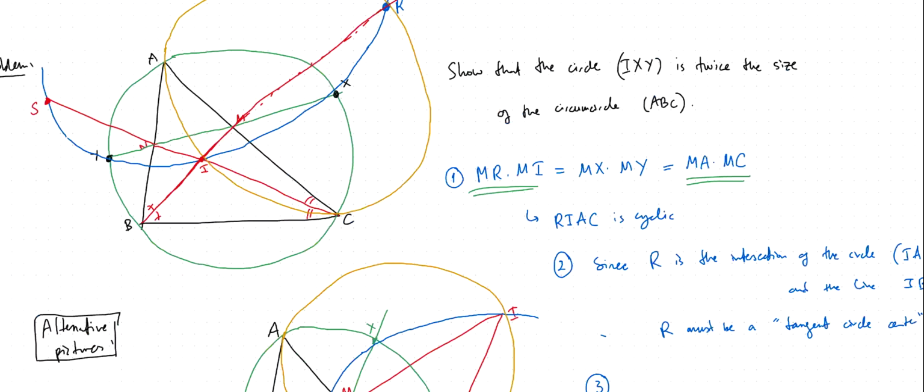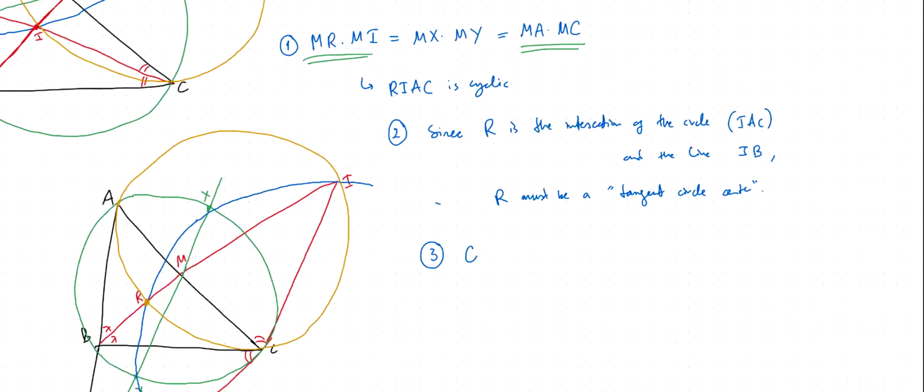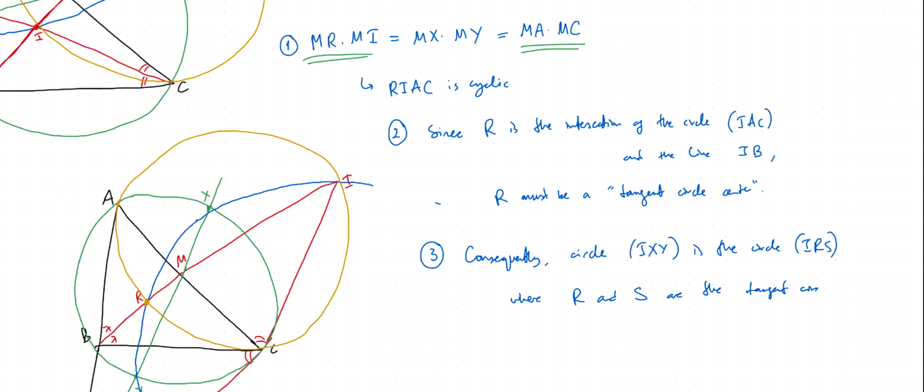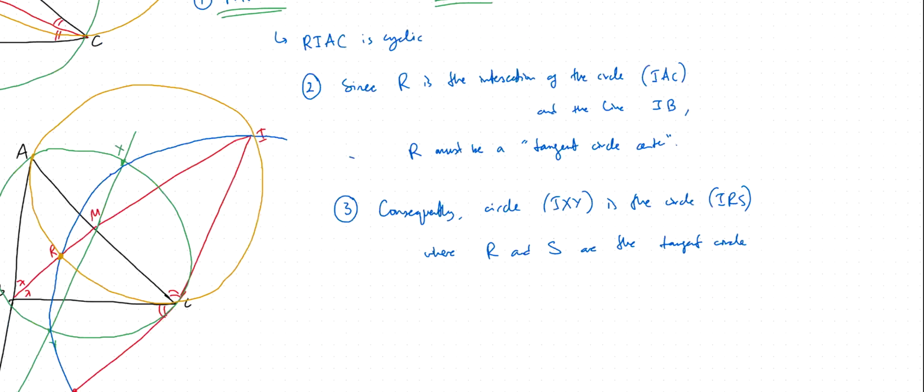So consequently, let circle IXY be the circle IRS, where R and S are the tangent circle centers on the other bisector of A. Other angle bisector of A. By other, I mean not AI, right?